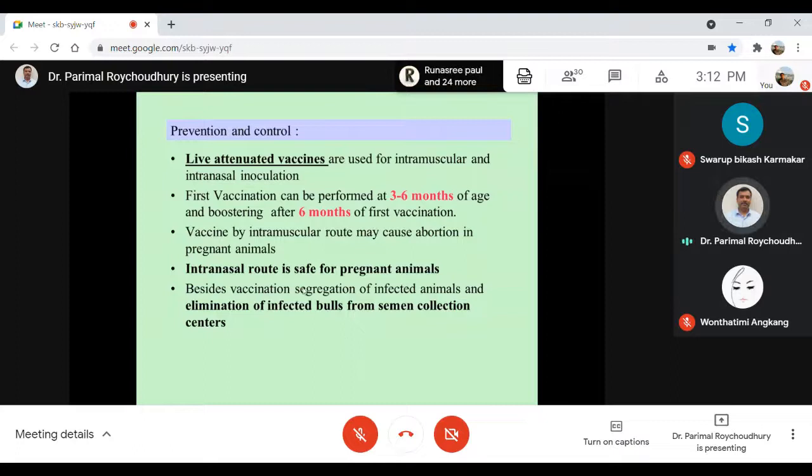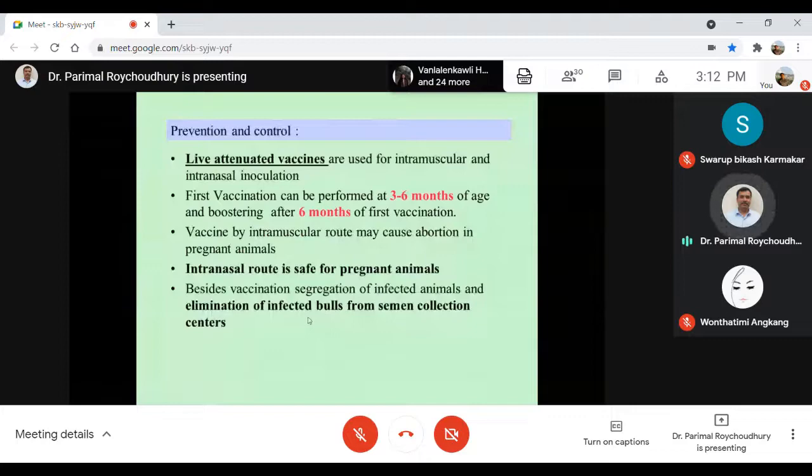Okay. So other control measures we need to consider: if any animal exhibits the disease, then we should segregate the animal. There is no point in keeping a recovered animal on the farm because it will be a source of infection in the future. More particularly in the semen collection center, we have to take care of it. Okay.